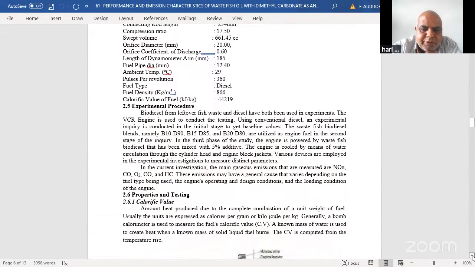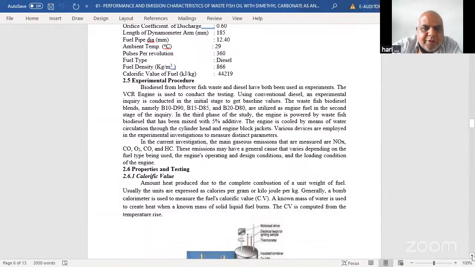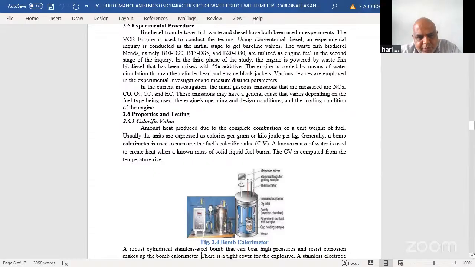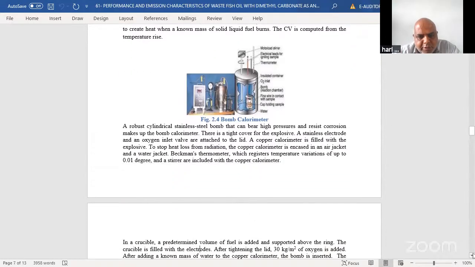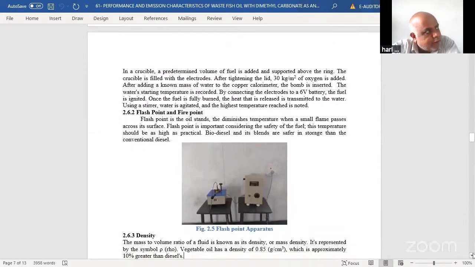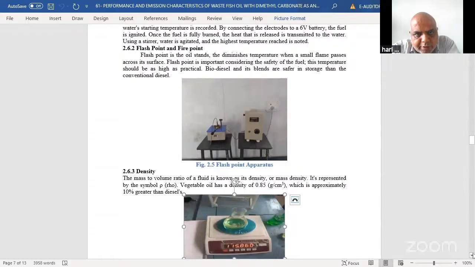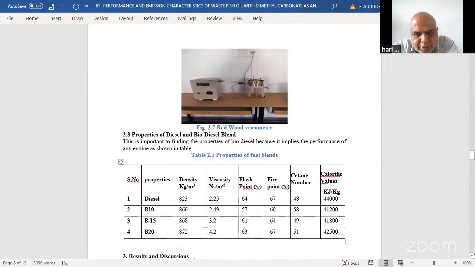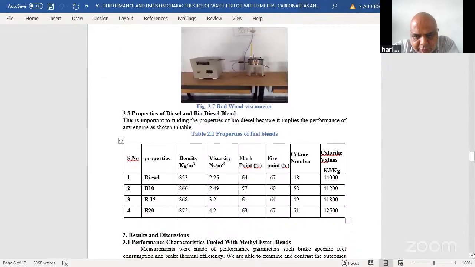And the experimental procedure is, we have taken fish oil and we have taken that oxygenated compound, dimethyl carbonate, and we made different blends like B10, B15, B20, all these. Next thing is the calorific value, for which a bomb calorimeter is used. We obtained various properties of the fuels we have used in the experimentation, like flash point, fire point, density, and viscosity. All these are listed in table 2.1. So if you see here, the values are there.